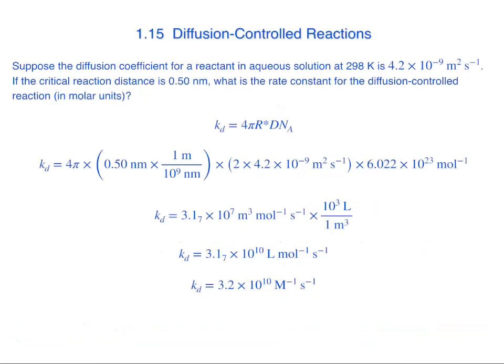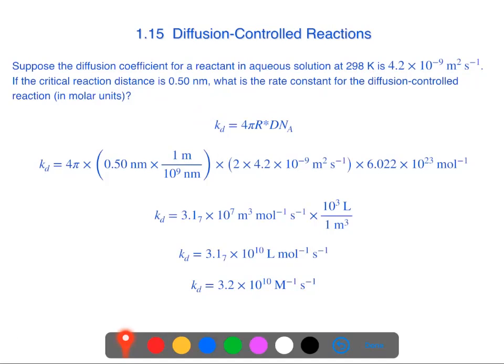So let's look at an example where we use the other expression to calculate the diffusional rate constant. Suppose that the diffusion coefficient for a reactant in aqueous solution at 298 Kelvin is 4.2 times 10 to the minus 9 meters squared seconds minus 1. If the critical reaction distance is 0.50 nanometers, what is the rate constant for the diffusion-controlled reaction? Again, in molar units. Because you're given a diffusion coefficient for a reactant and a critical reaction distance, that would alert you to use this expression to calculate the diffusional rate constant.